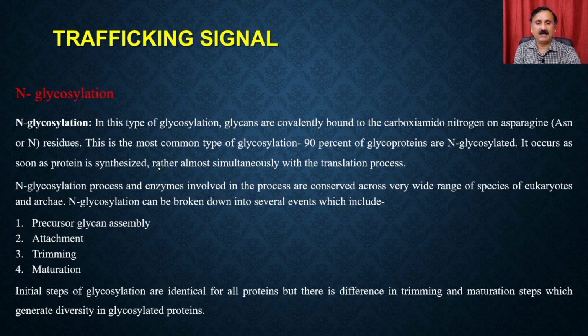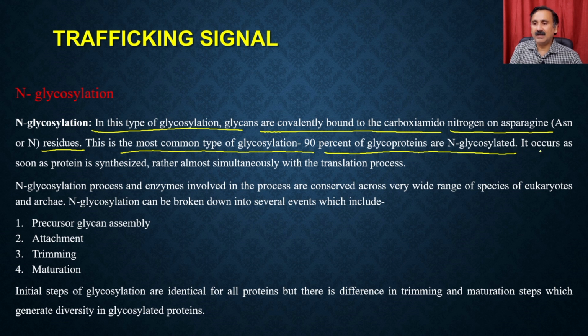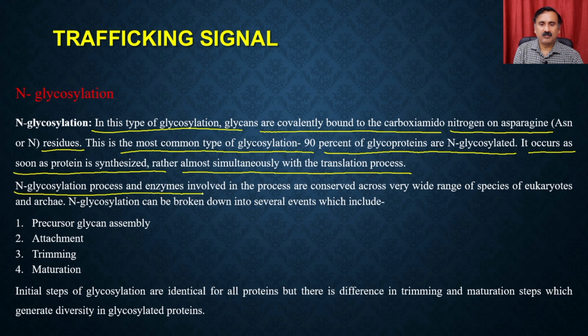As the name suggests, in N-linked glycosylation the glycans are covalently attached to the nitrogen on asparagine residues. This is the most common type of glycosylation. Approximately 90% of glycoproteins are N-linked. It occurs as soon as the protein is synthesized, almost simultaneously with the translational process. The N-linked glycosylation process and the enzymes involved are conserved across a wide variety of species of eukaryotes and archaea.